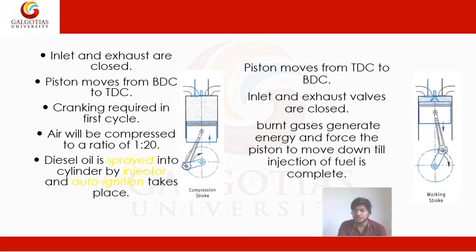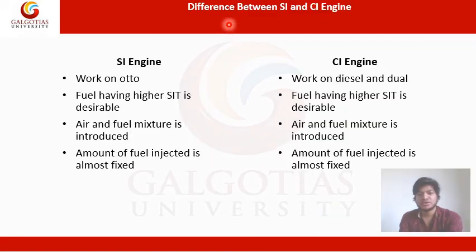Now coming to the difference between SI engine and CI engine. SI engine is the spark ignition engine and CI engine is the compression ignition engine. The SI engine works on the Otto cycle, whereas the CI engine works on the diesel cycle or dual combustion cycle. Since it operates on diesel fuel, it is known as the diesel cycle. The Otto cycle is the petrol cycle, named after the scientist.